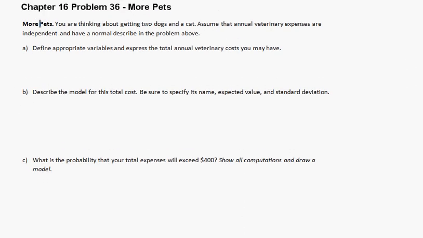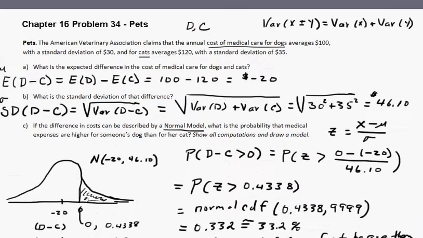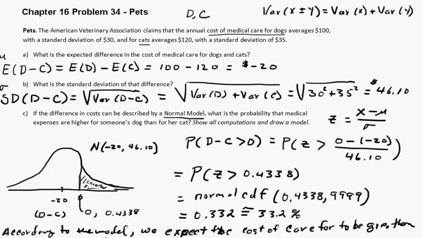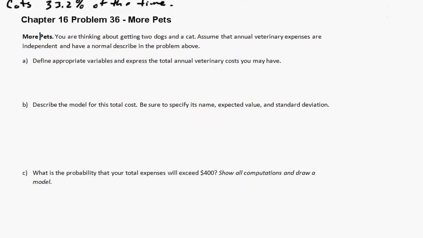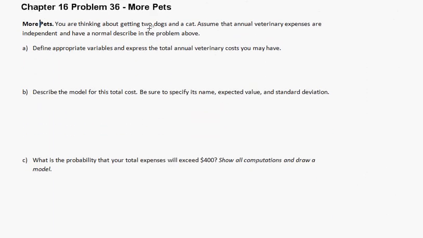This is problem 36 of chapter 16, called More Pets. It's also a quiz problem from time to time that I give. So we're going to use the information from problem 34. Okay, so we're thinking now about getting 2 dogs and a cat.